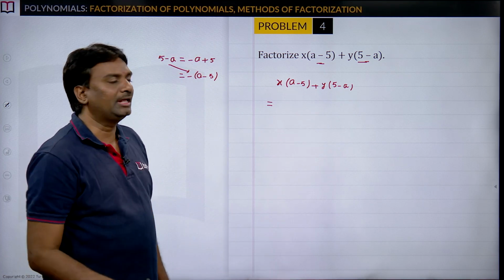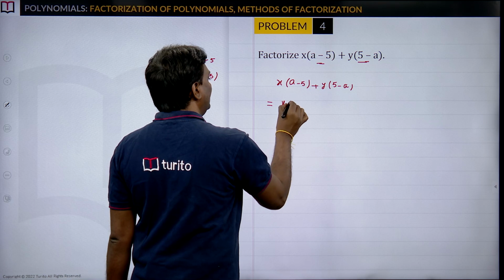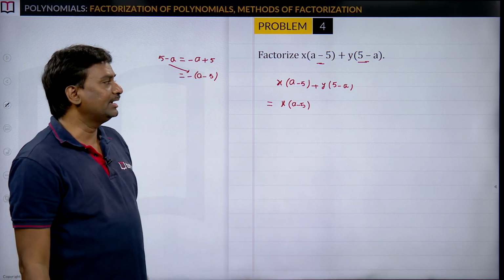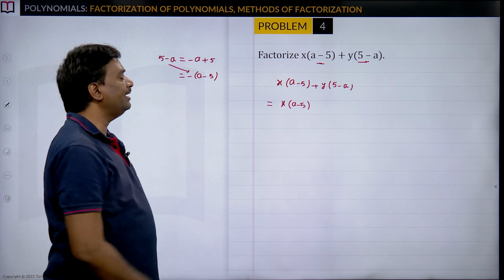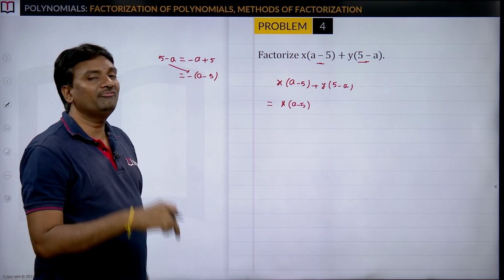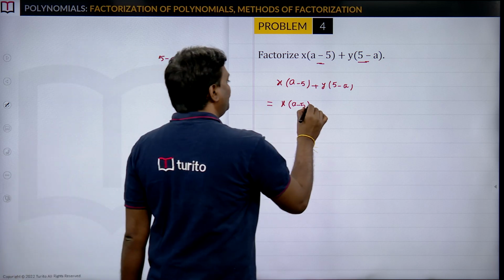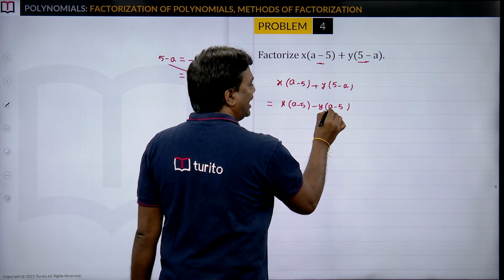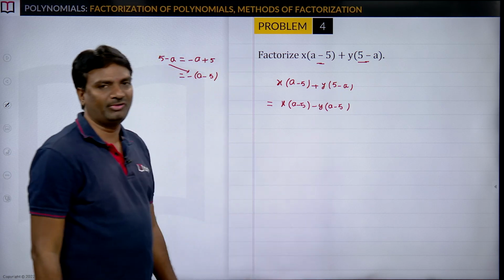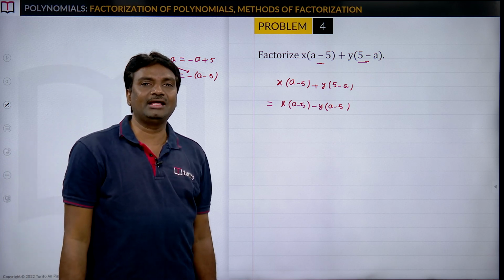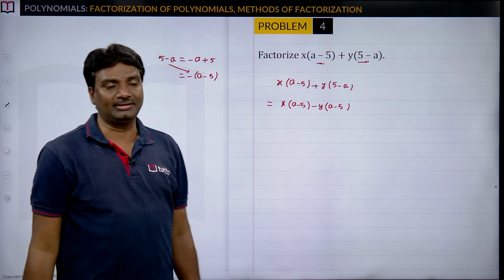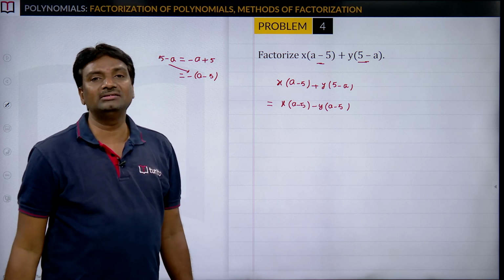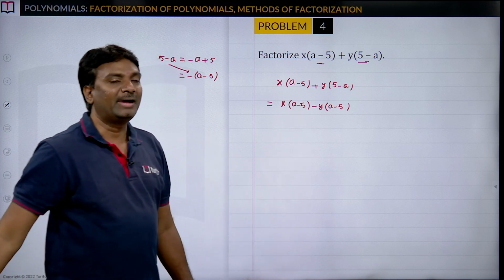So, keep the first term as it is, x into a minus 5. Modify the second term as, in place of 5 minus a, you can write minus of a minus 5. Already y is there. So, we can take minus y into a minus 5, minus a minus into minus plus 5. So, why we have modified the second term? Because to get the common factor. First term is a minus 5. To get the second term also as a minus 5, just you can take minus as common.